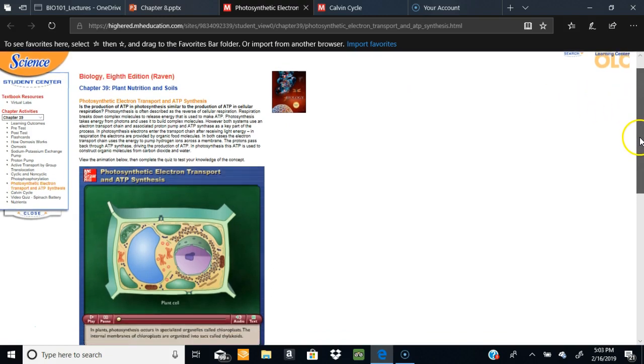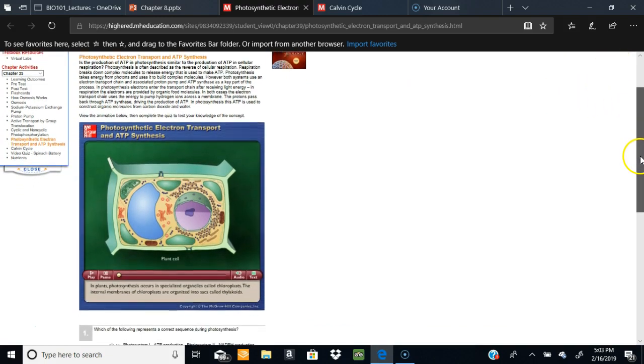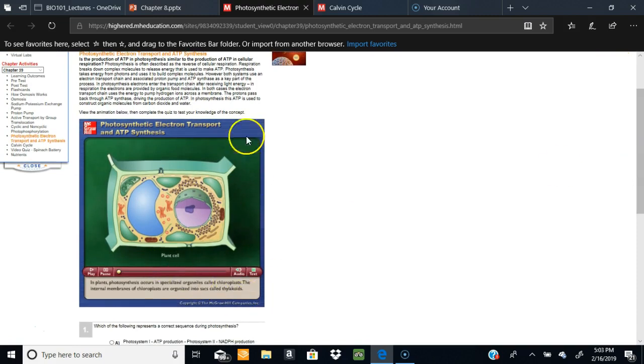So this is on the electron transport chain. I wish I could make this bigger, but I don't know how, so I apologize.